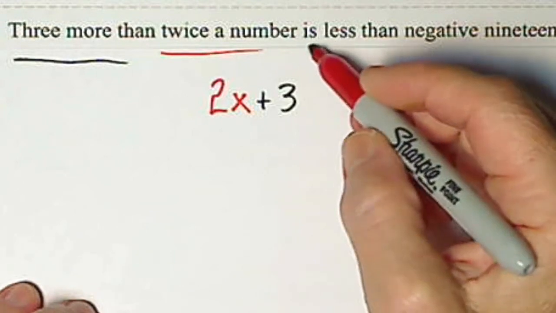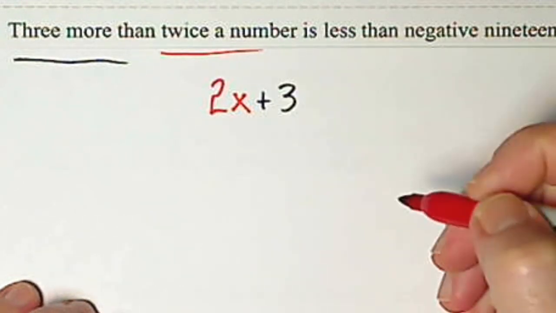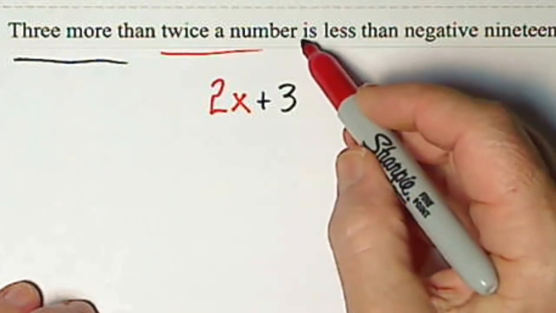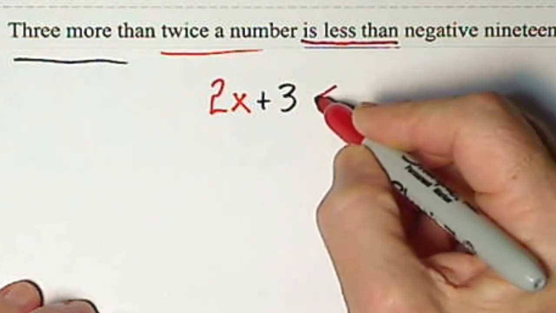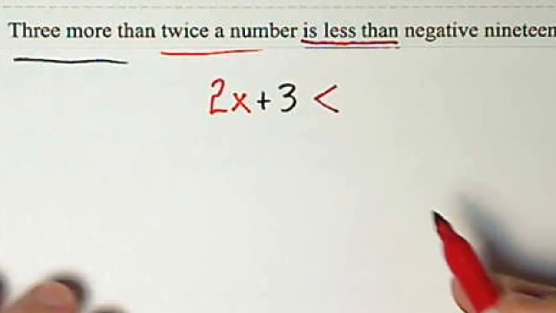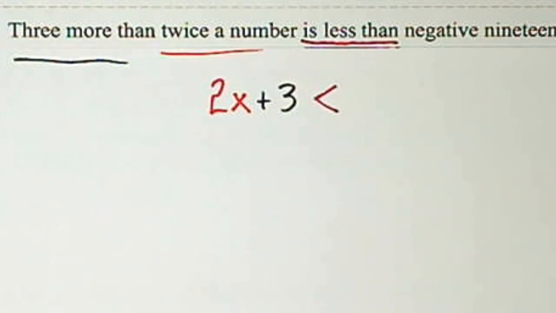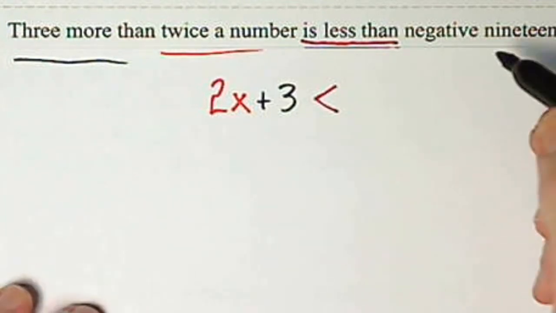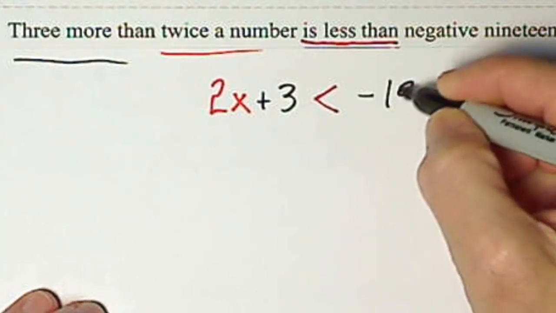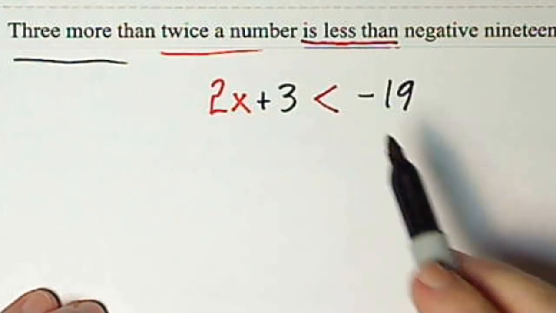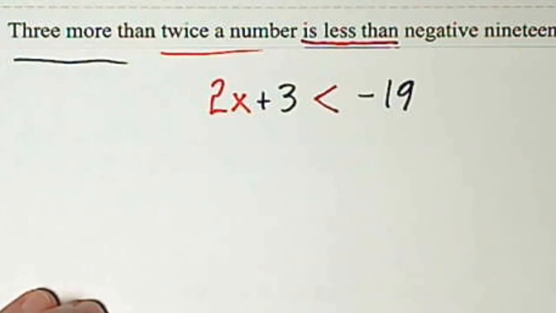Usually they would say is, and you could just put an equal sign, but notice they're saying is less than. So you have to put the inequality symbol in that way, and then negative 19. Okay, and now we have to solve this because they've asked us to find all the numbers that make this statement true.